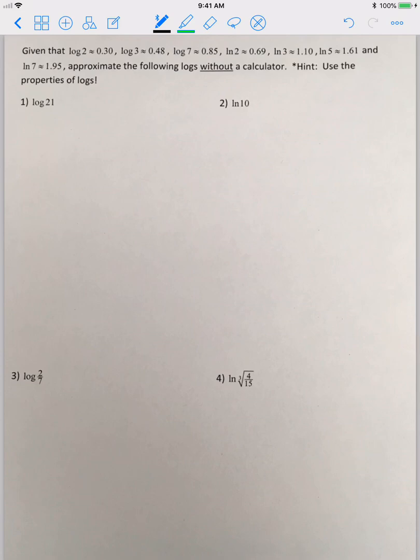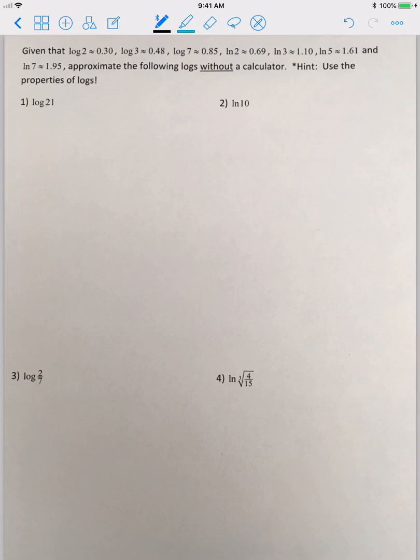What they're doing is they're giving us problems that are asking us to use logarithm rules and the information we are given above to be able to approximate things without using a calculator. So let's look at problem number 1. It wants us to try and approximate the log of 21. Well, the log of 21 isn't in the list that they gave us up on top, but we want to see if we can rewrite 21 as a product of some of the numbers that they gave us.